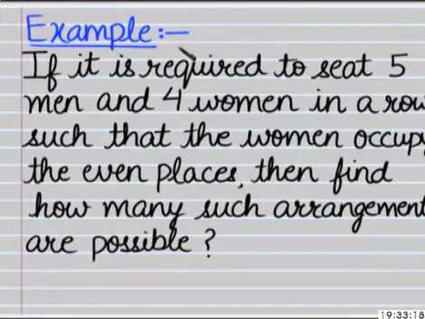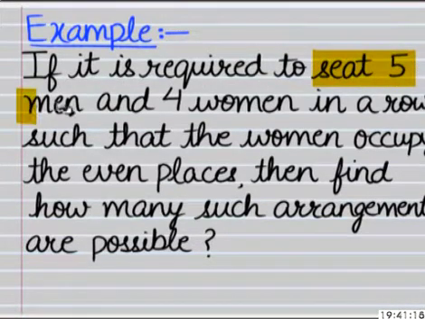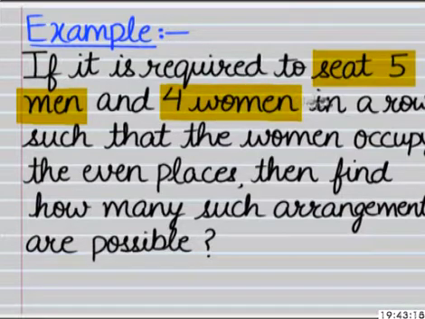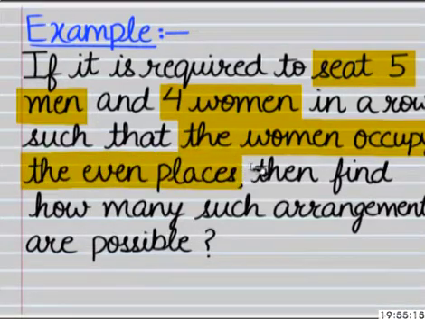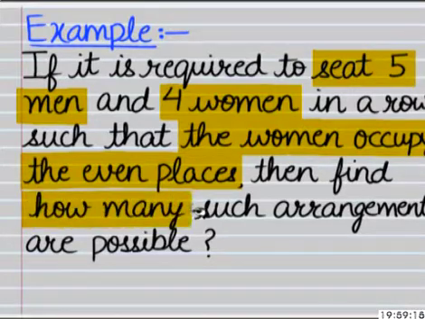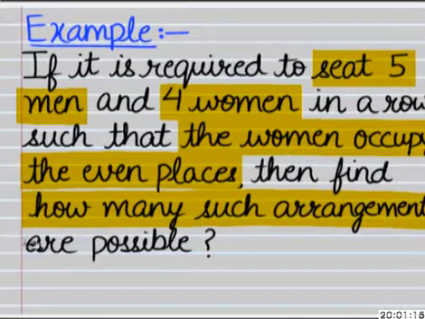Let us see an example. If it is required to seat 5 men and 4 women in a row such that the women occupy the even places, then find how many such arrangements are possible.